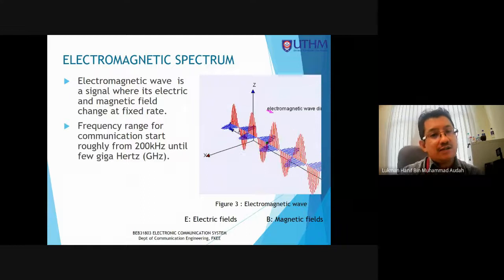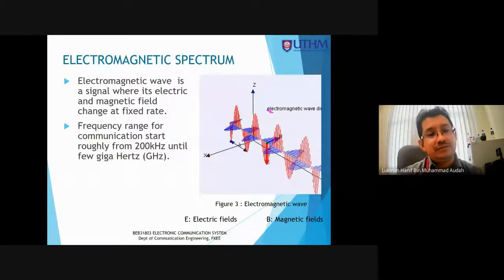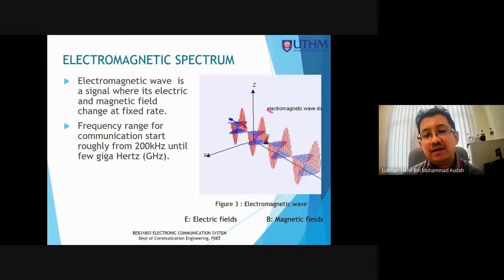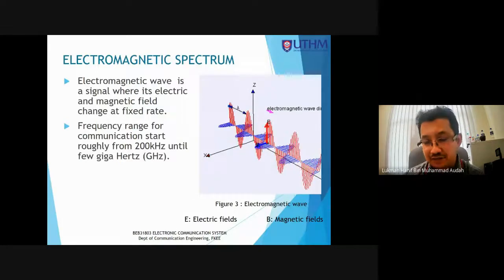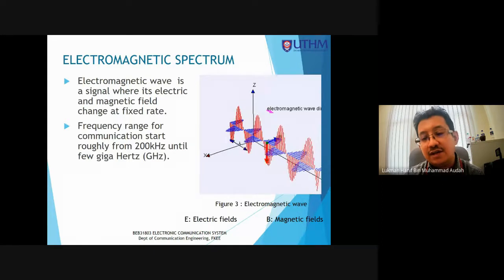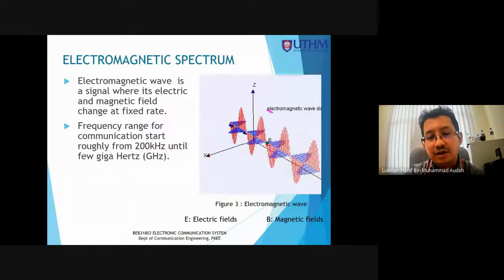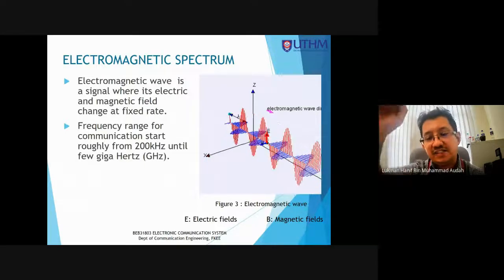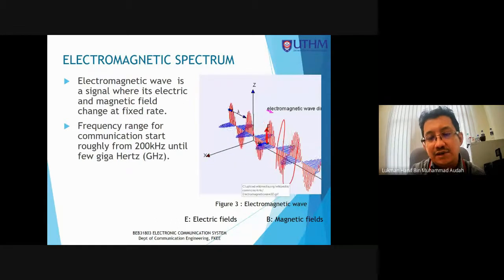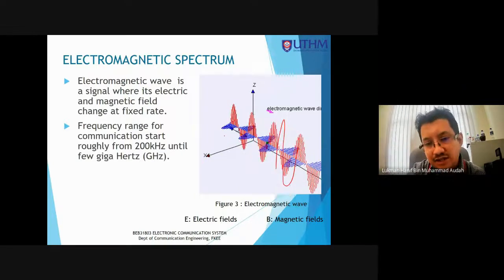So this is about the characteristic of electromagnetic spectrum. Macam manakah bentuk gelombang elektromagnet? Electromagnetic wave consists of electric field and also magnetic field, and it is moving in perpendicular directions. For example, if you see here, the red color is the electrical field. Dia berayun, it oscillates pada z axis. And you see here for the magnetic field, the blue color, it oscillates in the x axis.